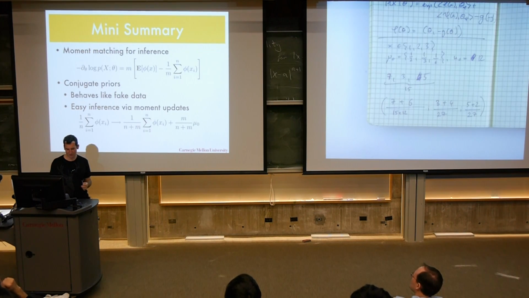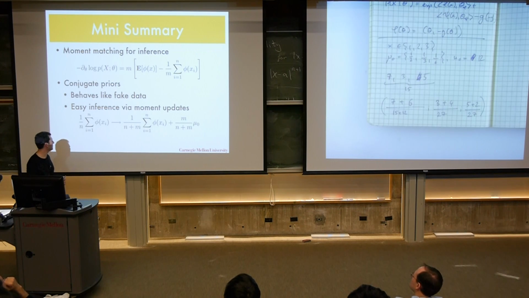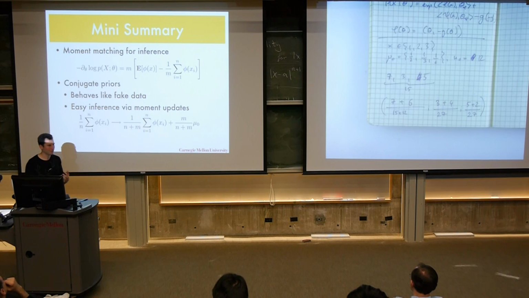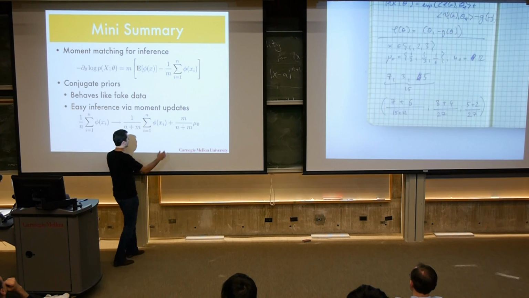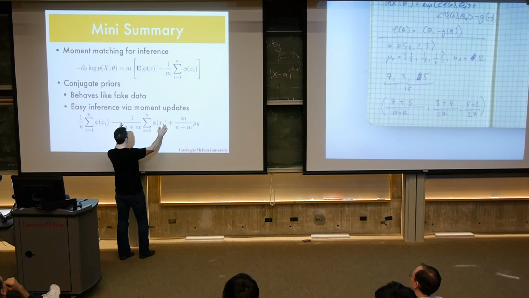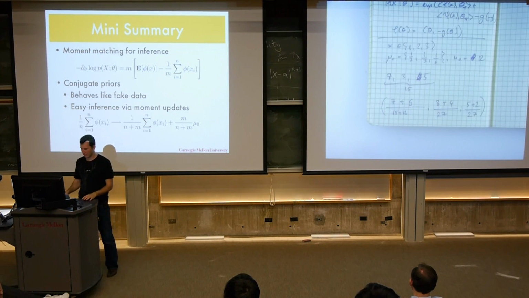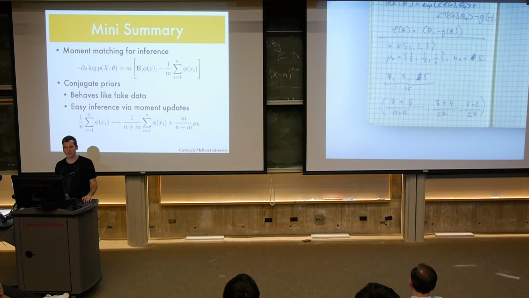So what I hope to have showed you so far is that maximum likelihood inference is just moment matching. You basically just pick your parameters to be exactly the same thing as your moments. And if you have a conjugate prior, it just means that you add some fake data to your real data and you do joint inference. Okay. Any questions so far?